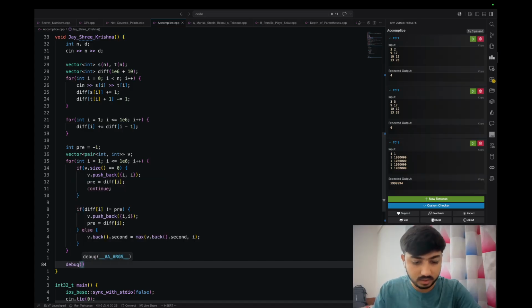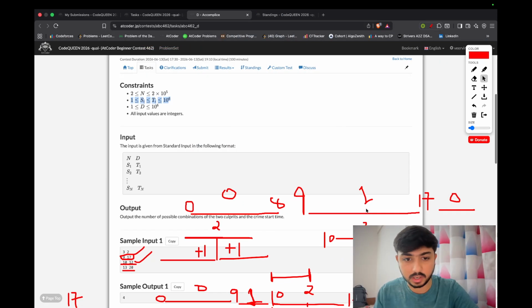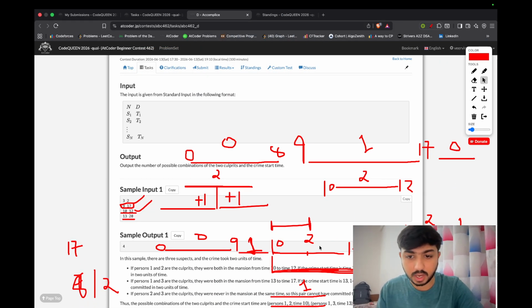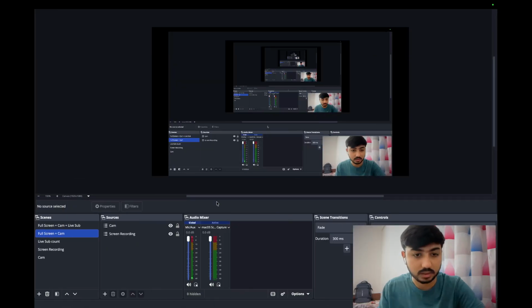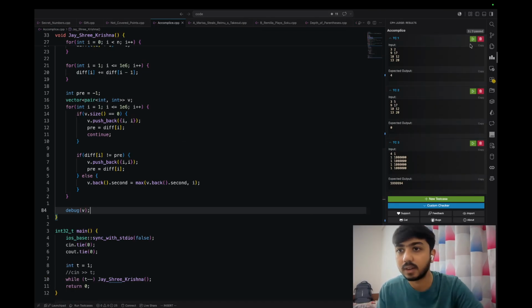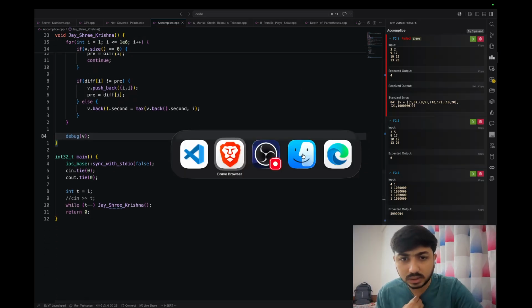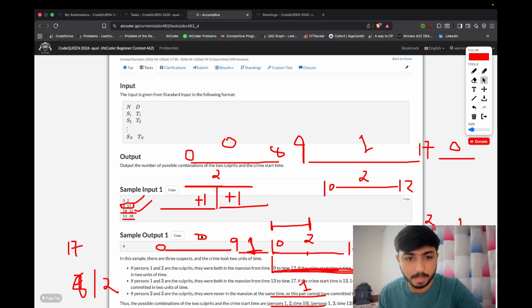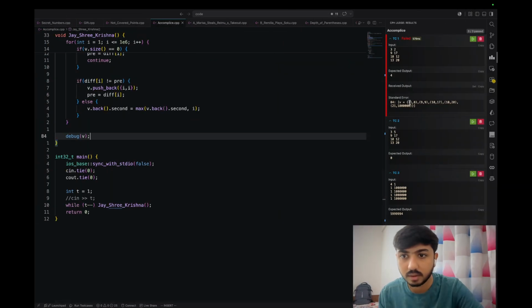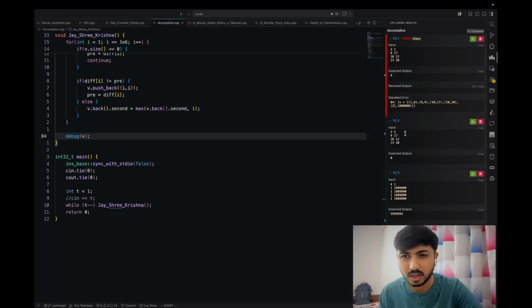Let me debug whether the intervals we are calculating are correct or not. This is what we should get ideally, right? From 1 to 9, 10, 17, and this. I think we need to keep track of this number also. But that's fine. Let me first test. So I think, yeah, this is good, right? 1 to 9, that means 1 to 8. Okay, 1 to 8, 9 to 9.